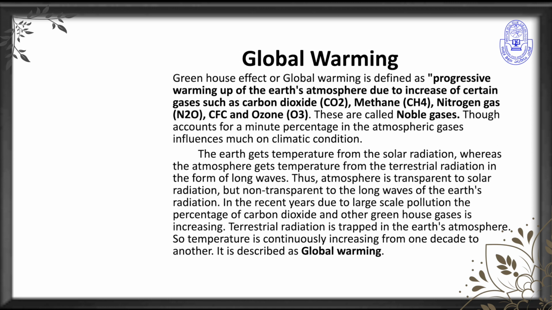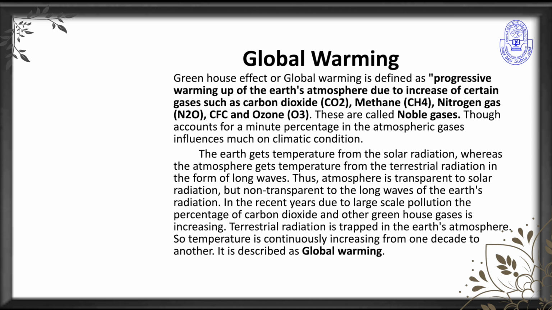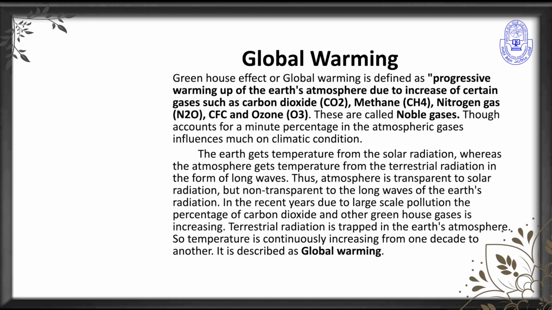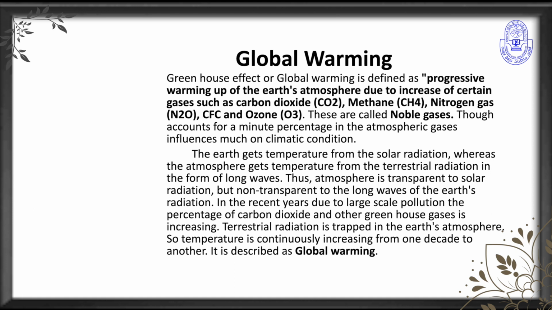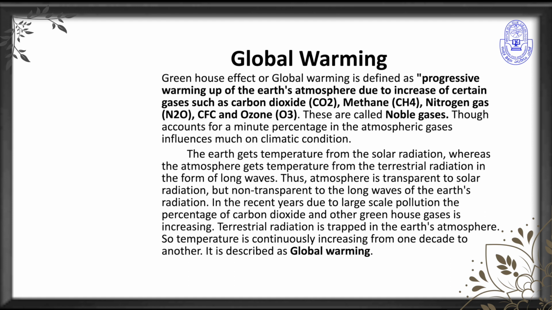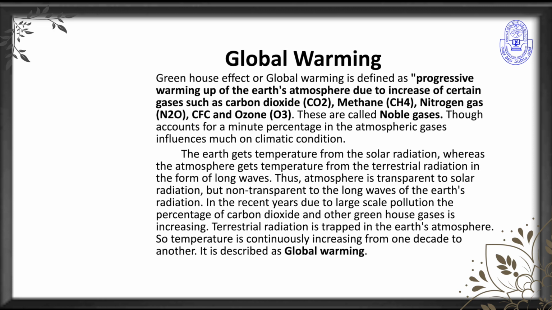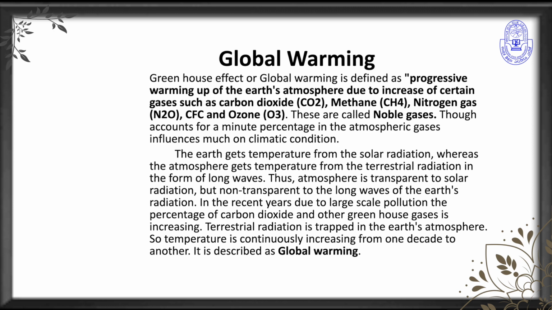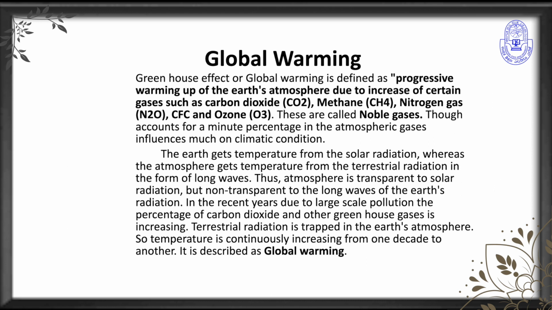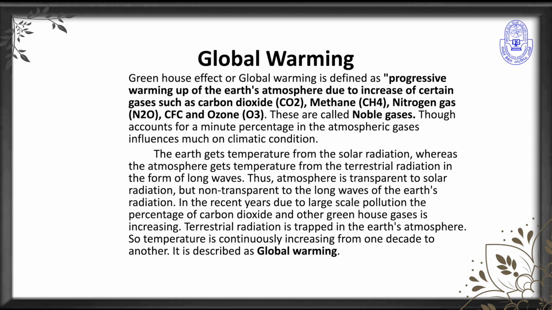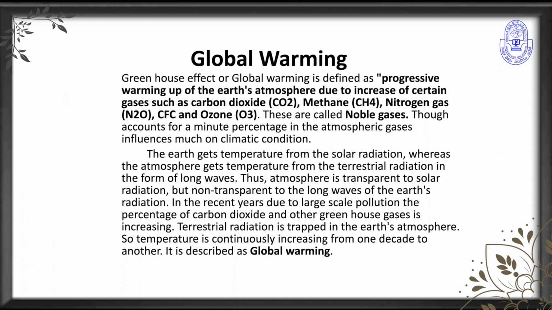The Earth gets temperature from the solar radiation, whereas the atmosphere gets temperature from the terrestrial radiation in the form of long waves. Thus, atmosphere is transparent to solar radiation but non-transparent to the long waves of Earth's radiation. In the recent years, due to large-scale pollution, the percentage of carbon dioxide and other greenhouse gases is increasing.